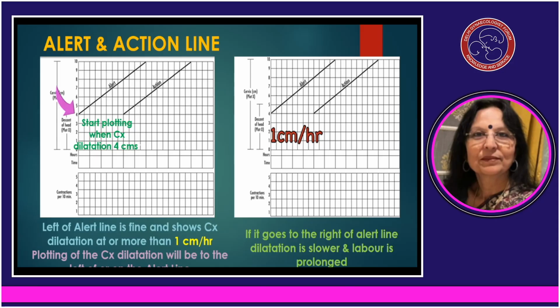And in this, what used to happen was that the minute the graph went on the alert or action line, people used to take the patient in for a cesarean section. So that used to be a big problem, because we see that even when the graph has gone beyond the action line, a number of patients used to deliver vaginally absolutely normally. So this is why this concept was also removed in the new partogram. Next, please.